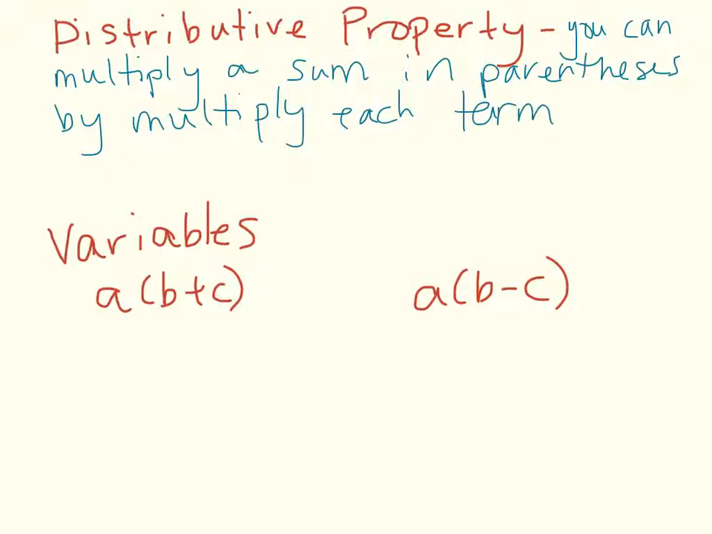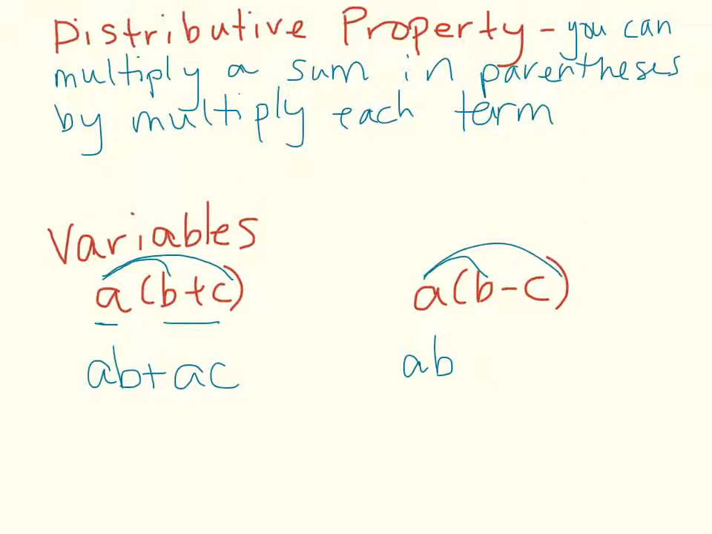So I have a sum here, and I can multiply it by the a by multiplying each term by the a. So I multiply a times b and get ab, and then I multiply a times c and get ac, and since it's all positive, I put a plus. I can also use it with subtraction. It doesn't just have to be a sum, it can also be a difference. So I do a times b and get ab, and then I do a times c and get ac, but because it's this negative c, it's going to be minus ac.